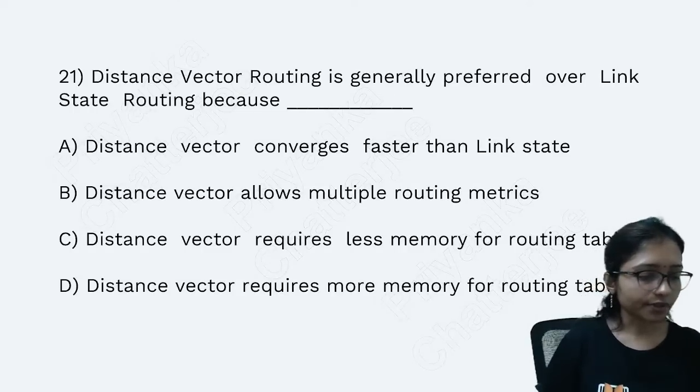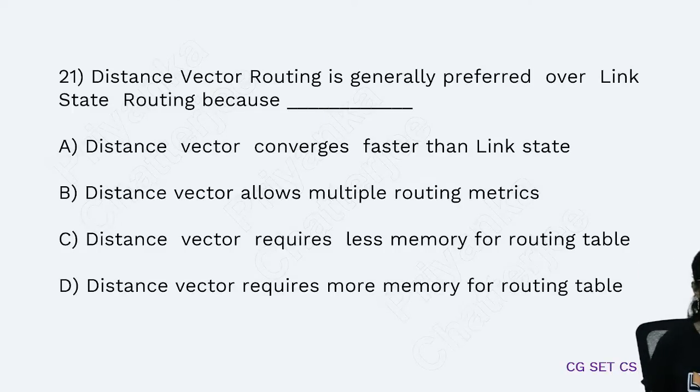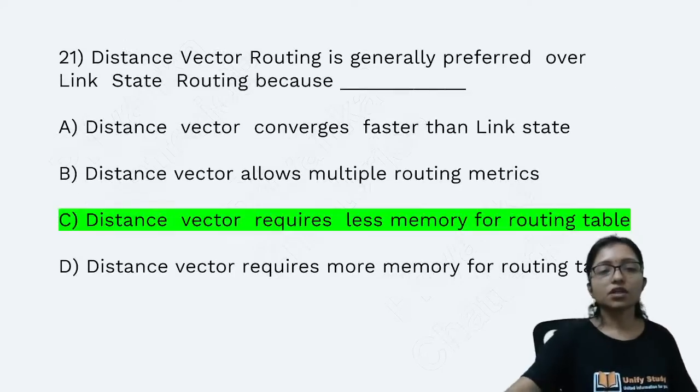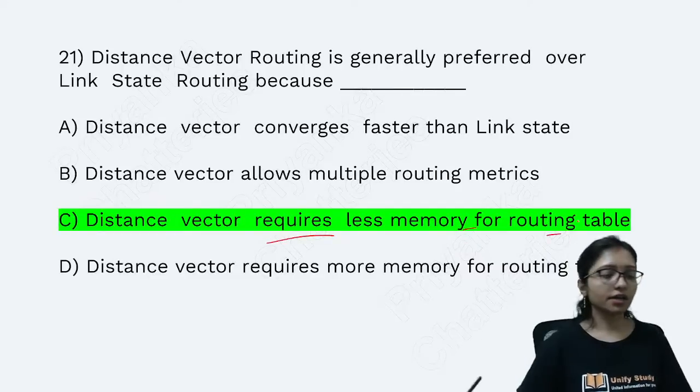Yeah, now tell me what is the answer for this one. Distance vector routing is generally preferred over link state routing. Why? This is also another most important topic, the difference between distance vector routing and link state routing. Yes, answers are coming. So the answer will be: distance vector routing requires less memory for the routing table.